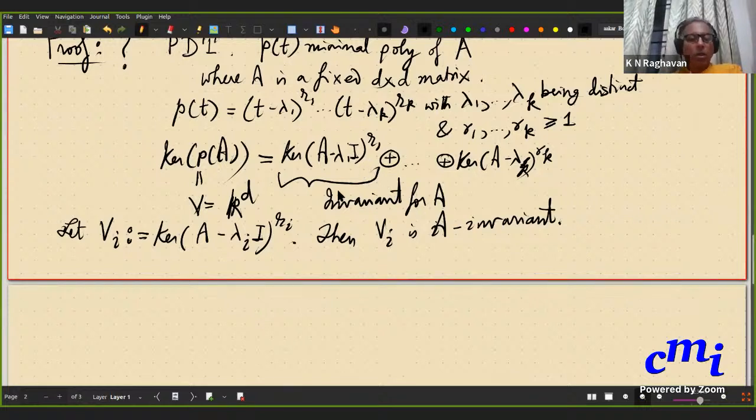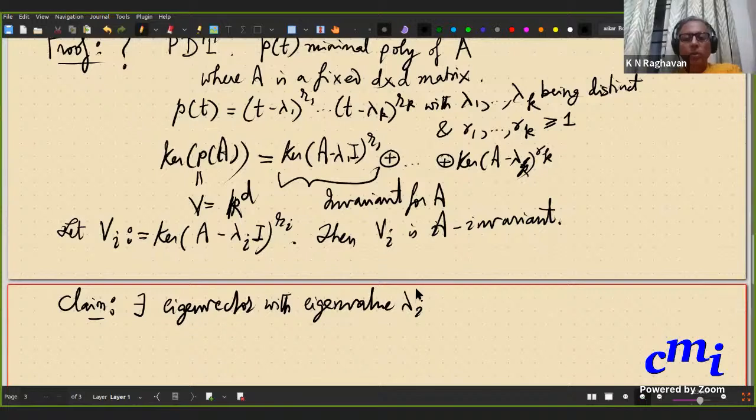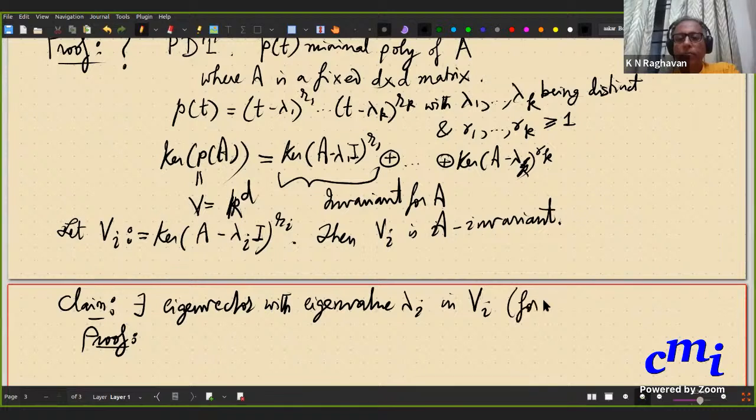So the claim is that there exists an eigenvector for A with eigenvalue lambda_i in V_i. How do I prove this? Can somebody tell me how to prove this?